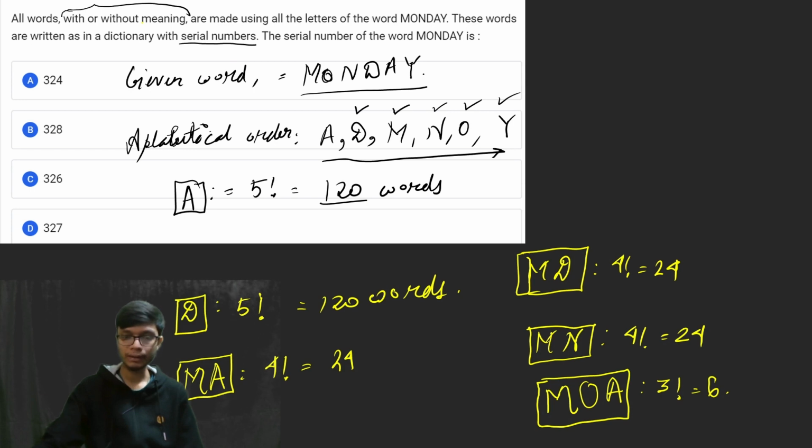Similarly, we move forward and then we have MOD. If you look at Monday, it has MON. After MO, MO is fixed, so we again look at alphabetical order. It will have A as the order, and after A it will have D, so that means MOD. We have to look for all the words which have MOD as the starting letters, and this will again be 3 factorial ways, and that is 6 words.